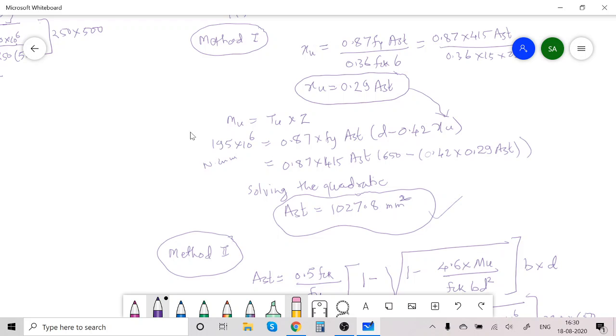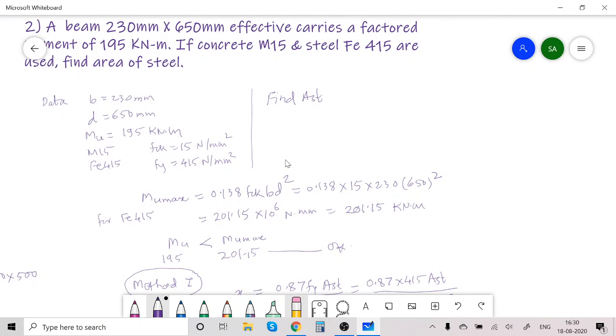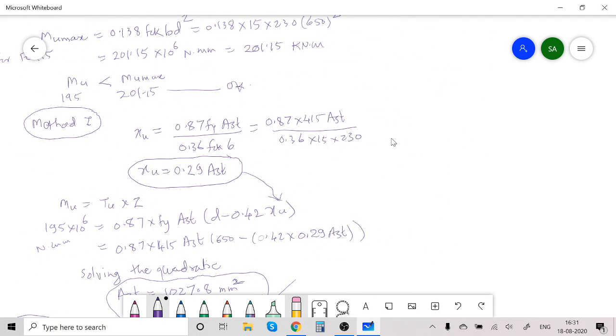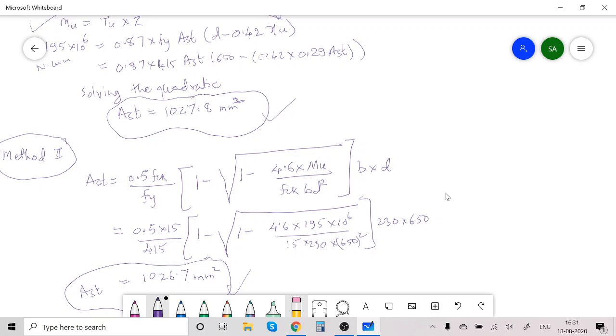See, in this type of problem, the size of the beam will be given, the moment acting is given, the grade of steel and concrete is given, and the required parameter is the area of steel. Now here the first step is to check whether the given Mu acting on the beam is not greater than Mu max. If it is less than Mu max, then proceed to find AST. The AST can be found by method 1, that is, substitute the value of XU in terms of AST in the equation Mu is equal to Tu into Z. Solve the quadratic, you will get two values of AST. Take the proper value of AST, and in another method you can use this formula to find the value of the area of steel, this formula.